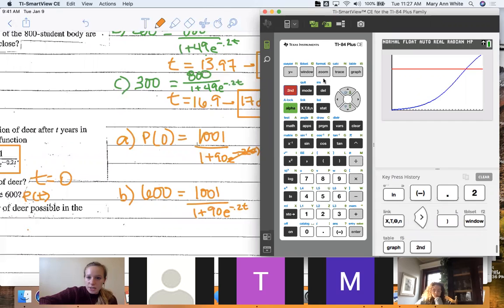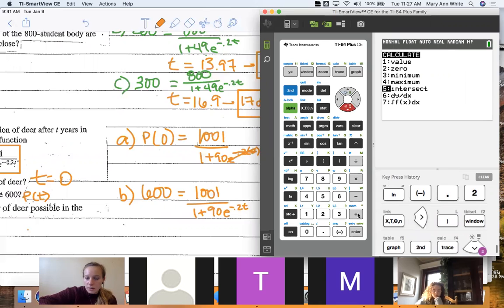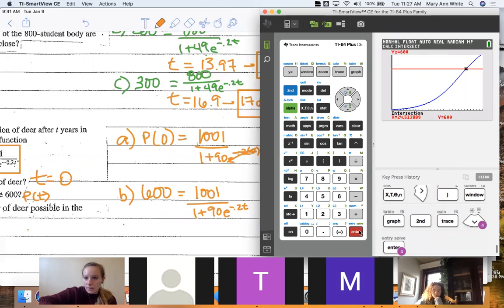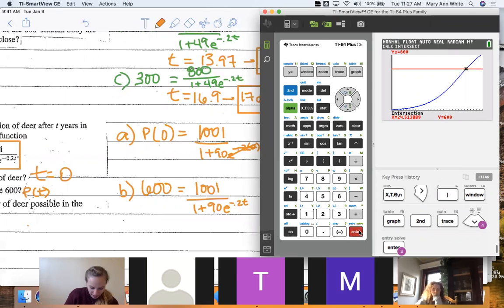Find your intersection. 24.5. So I'm going to round that up to 25. So that's 25 years. After 25 years, my deer population should be 600.